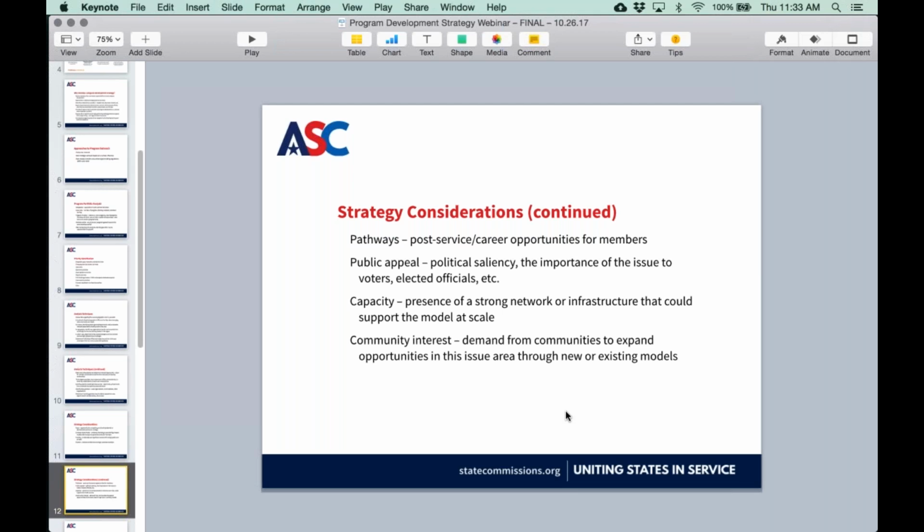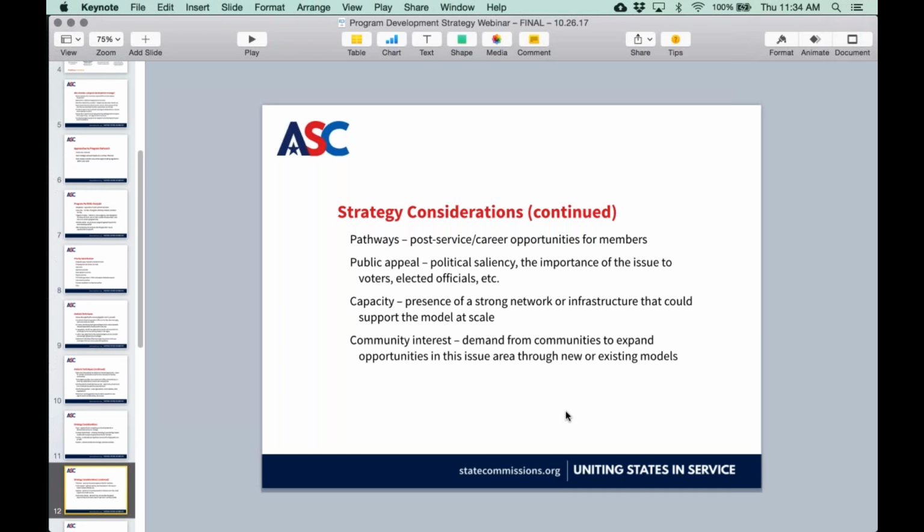Public appeal. We talked a little bit about this in the priorities piece in regards to governors, your state legislature, as well as local elected officials. But does this particular area have political saliency? Is it an important issue to voters, elected officials, et cetera? What we mean by that is that if voters and community members see that AmeriCorps is impacting this need in their community that is really important, that helps demonstrate the power of service. That probably shouldn't be the lead thing that you're considering in all of this, but certainly one thing that you might want to think about as well.